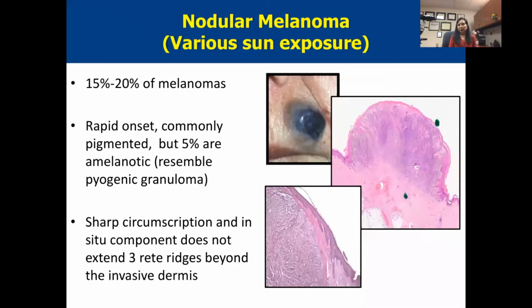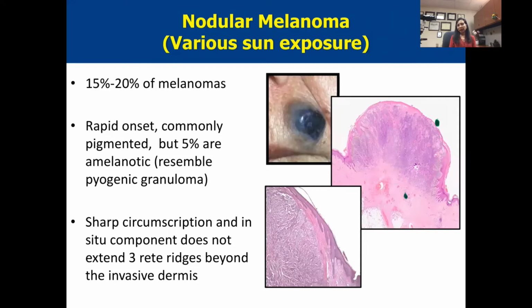Another one is nodular melanoma. It represents up to 20% of melanoma cases. It's usually rapid onset, commonly pigmented, but approximately 5% can be amelanotic. That's a kind of pitfall because clinically it can mimic a pyogenic granuloma, okay?